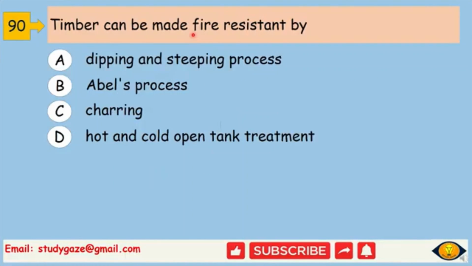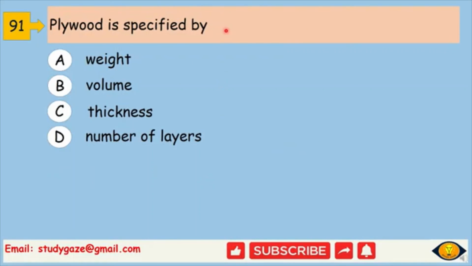90. Timber can be made fire resistant by dipping and steeping process, Abel's process, charring, hot and cold open tank treatment. Answer will be B. Abel's process. 91. Plywood is specified by weight, volume, thickness, number of layers. Answer will be D. Number of layers.